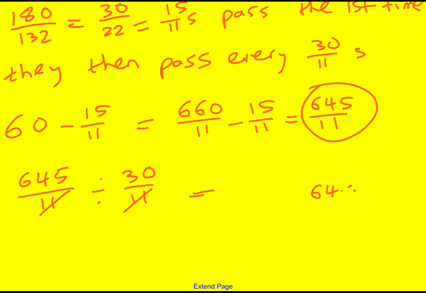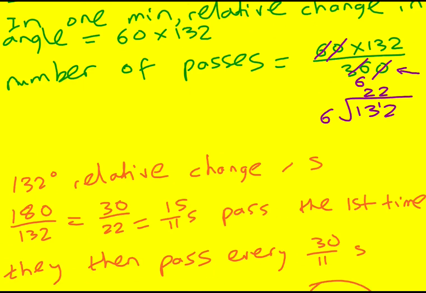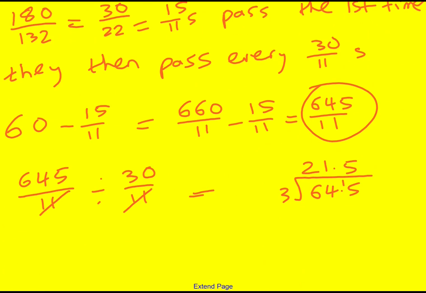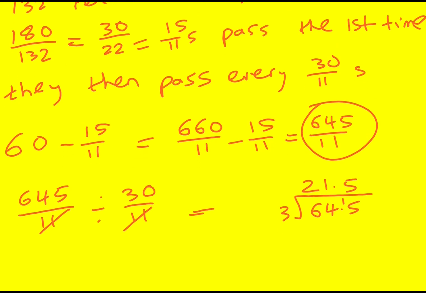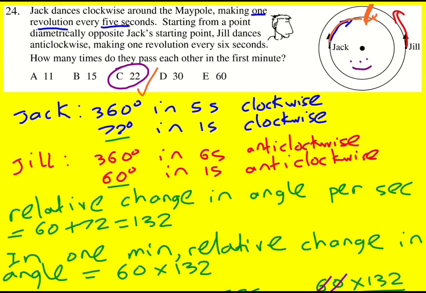So that's going to be 64.5 divided by 3, which gives 21.5. So overall, they've got to meet each other the first time and do half a revolution. That took 15 over 11, and then they're going to do another 21.5 revolutions. So in total, there'll be 22 times that they pass each other. So I think that way is more complicated to be fair, but it also works.